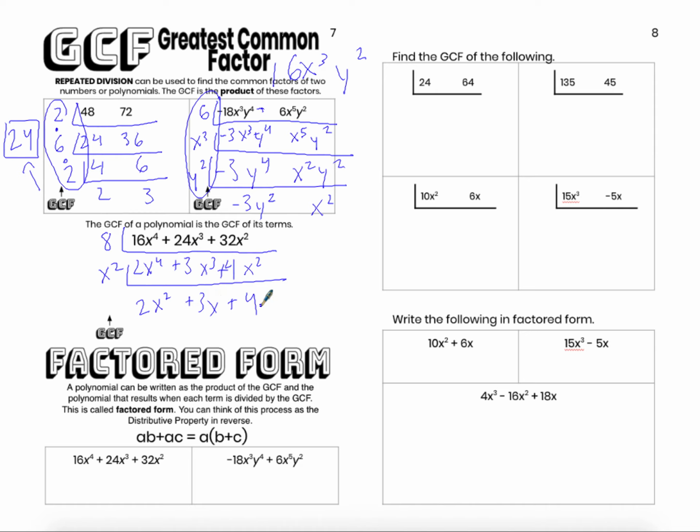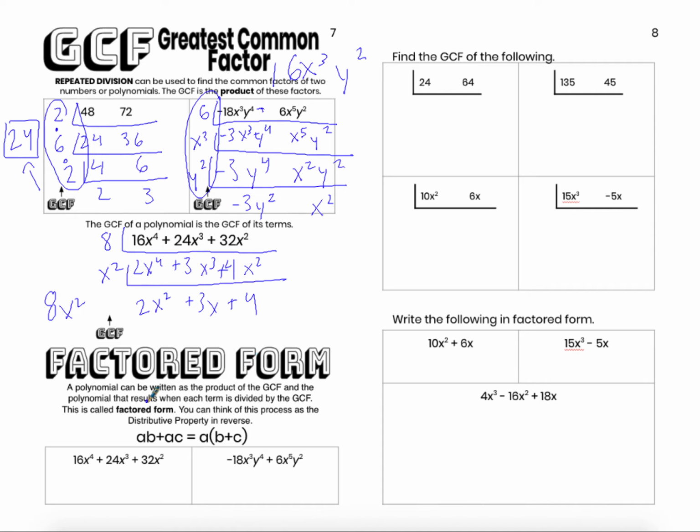I am done because these three terms no longer share a common factor. There's no x term here, and there's no common factor of the numerical coefficients. So my GCF is just 8x squared, and I could have maybe just identified that looking at it. The great thing about actually doing this division is it helps us right away when we are asked to write the polynomial in factored form.